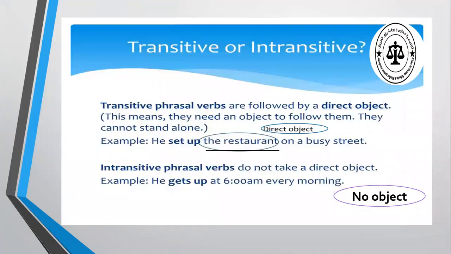Before doing the first activity, I want to remind you, what do you mean by transitive and intransitive phrasal verbs? As I told you before, transitive phrasal verbs are a group of verbs that are followed by a direct object. هي الأفعال المتعدية التي تحتاج إلى مفعول به. Intransitive phrasal verbs are a group of verbs that don't take a direct object. هي الأفعال اللازمة التي لا تحتاج إلى مفعول به.